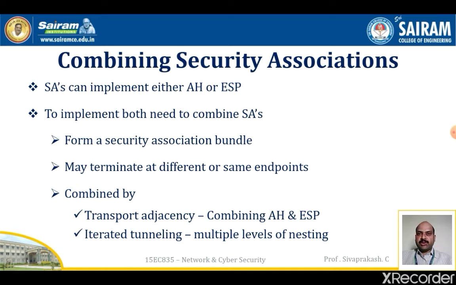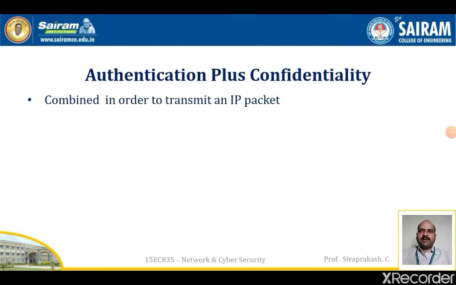One interesting issue that arises when considering security association bundles is the order in which authentication and encryption may be applied between a given pair of endpoints, and the ways of doing so. Authentication plus confidentiality: encryption and authentication can be combined in order to transmit an IP packet that has both confidentiality and authentication between hosts.